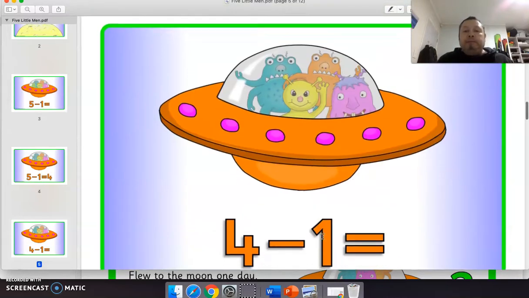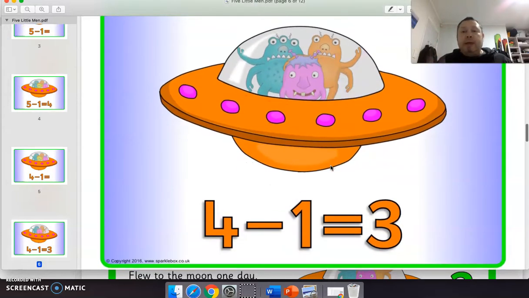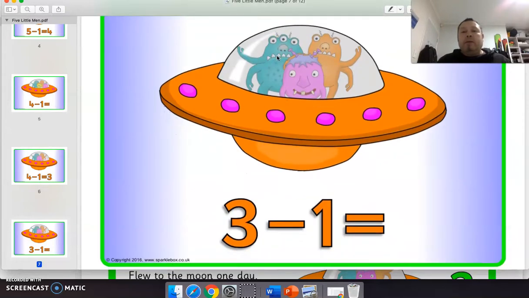Okay? And again, we've got 1, 2, 3, 4. 4 little men in a flying saucer. And again, we took away 1. Okay? Took away 1. And that leaves us with now only 3 little men in a flying saucer. 1, 2, 3. Okay? Now we've got 1, 2, 3 little men in a flying saucer.